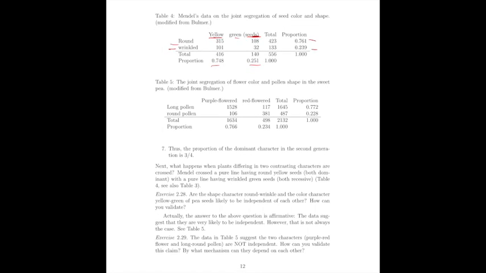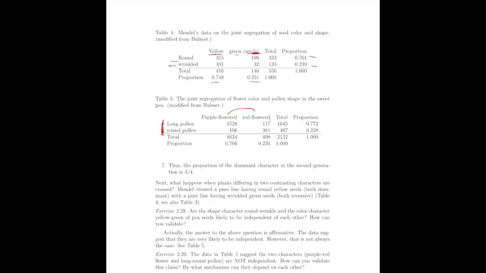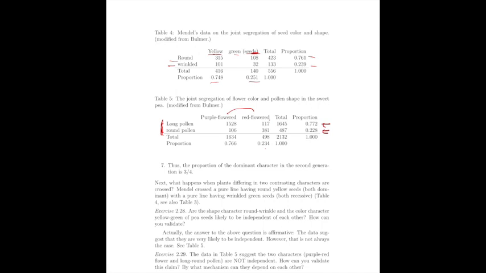And in this case, purple flowered, red flowered, or long pollen or round pollen. So long and round, they are alleles. Purple and red flowers, they're another allele. And in this case, look at these proportions. This is quite different from the previous example. Okay, it's different from 3/4. Different from 3/4. I mean, maybe you can say this is close enough, but maybe not.